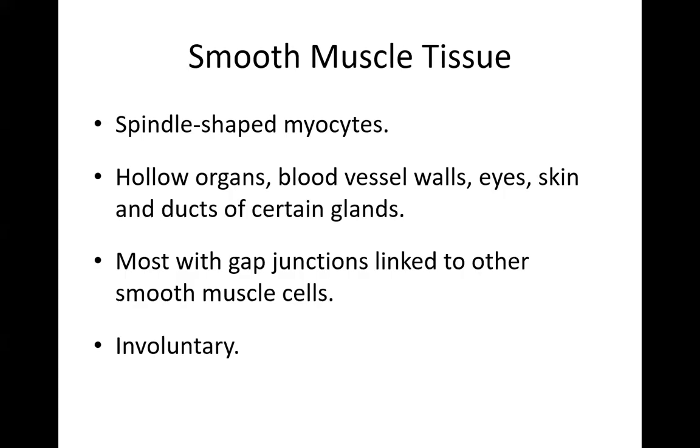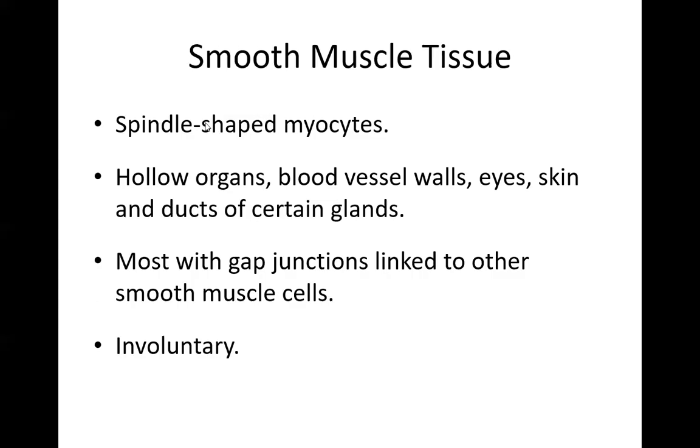We're talking about what kind of muscle tissue. So you mentioned the eye and the skin. I'm talking about smooth muscle. There are three types of muscle: cardiac muscle, skeletal muscle, and smooth muscle. So this is smooth muscle.